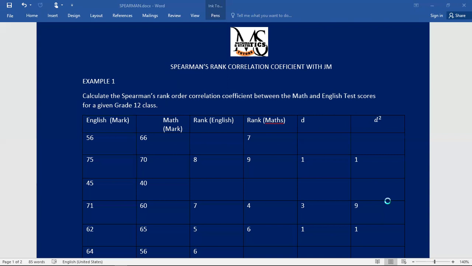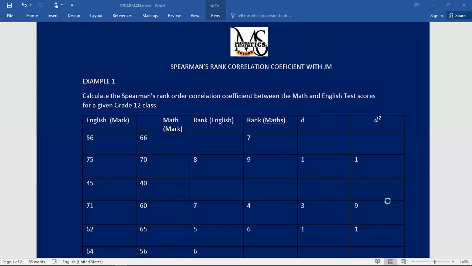Now we have a question here, and we need to know the formulas, but we'll learn the formulas along the way. So let's go on and solve this question. It says: calculate the Spearman's rank order correlation coefficient between the math and English test scores for a given grade 12 class. So we have those marks: in English, someone had 56, in math, the same person had 66; 75 in English, in math, 70, and so on. So we need to, first of all, arrange these numbers in ascending order.